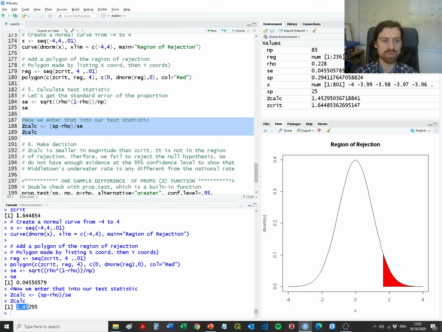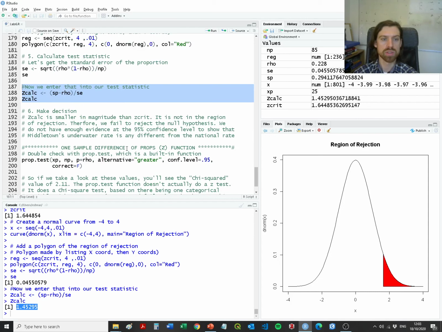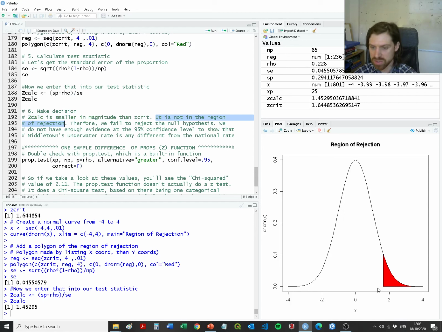So let's look at those two different values. The critical value was 1.64 here, and the value that we actually get for zcalc is 1.45. You'll notice that zcalc is smaller in magnitude than the z critical value, so it's not in the region of rejection; it's somewhere down here in this white part. Therefore, we fail to reject the null hypothesis, and that means that we don't have enough evidence at the 95% confidence level to show that Middletown's underwater rate is any different from the national average.